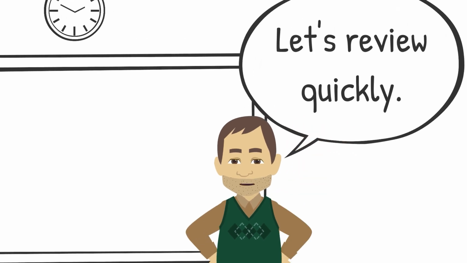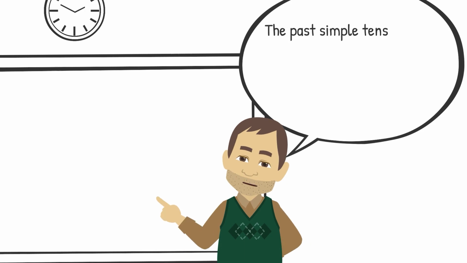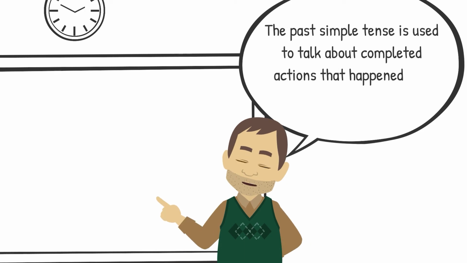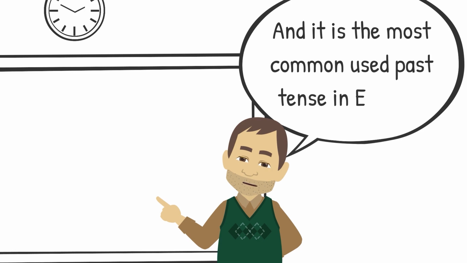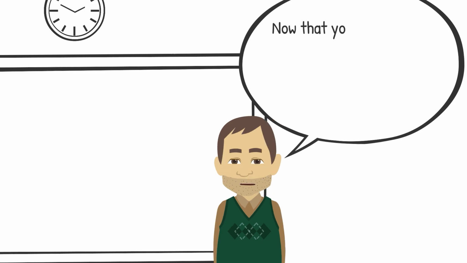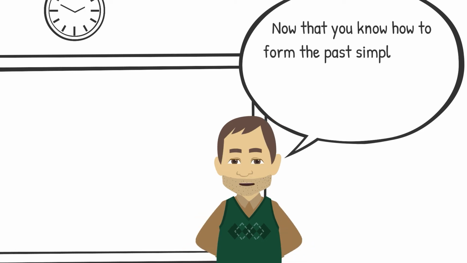Let's review quickly. The past simple tense is used to talk about completed actions that happened at a fixed point in the past. And it is the most commonly used past tense in English. Now that you know how to form the past simple tense, try coming up with your own sentences.